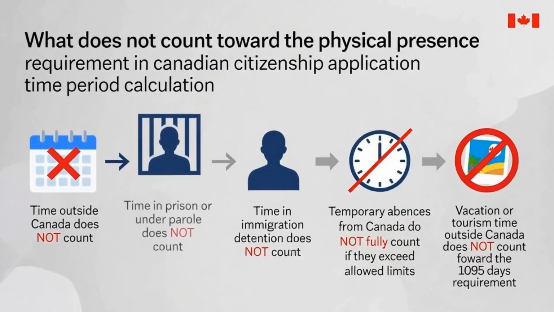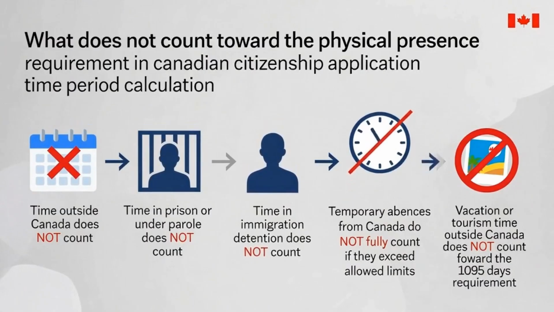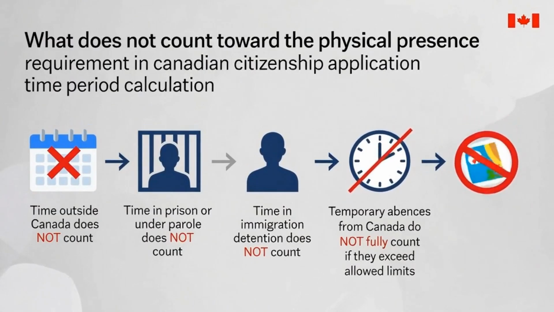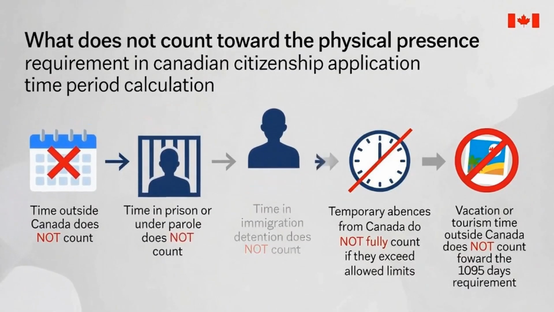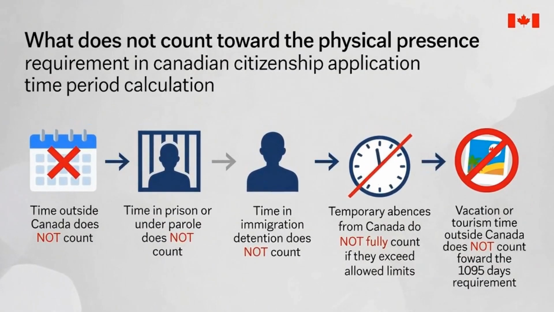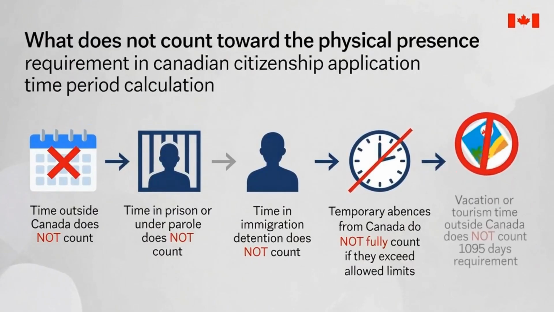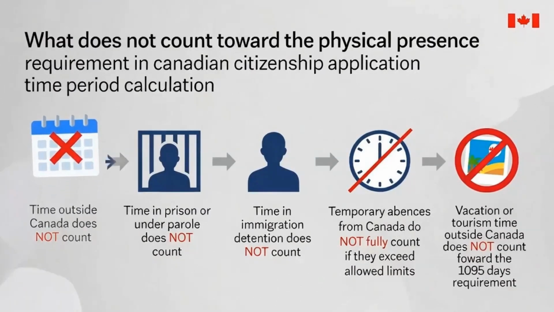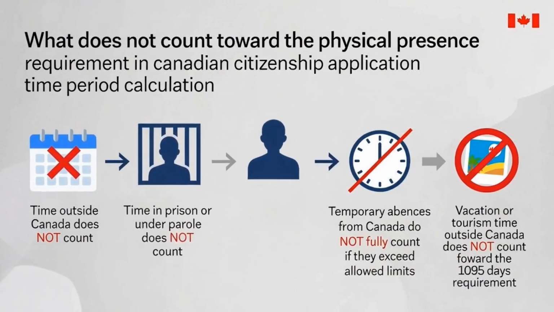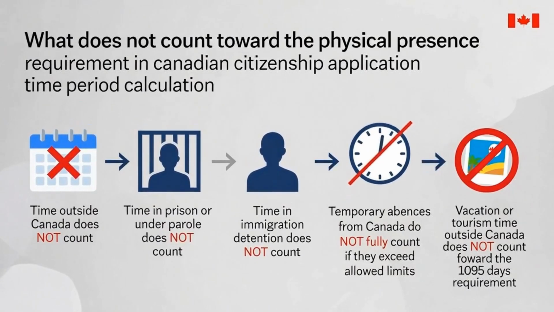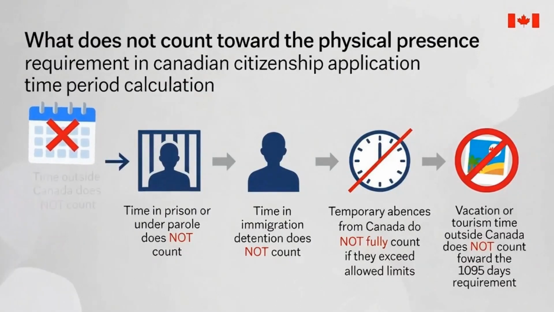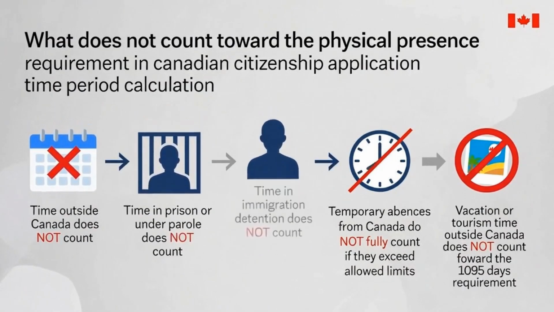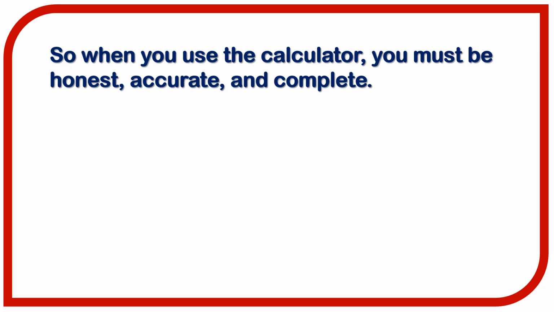Now, let's talk about time that may not count. IRCC states that the eligibility period does not include time in prison, on parole, or probation, or time spent waiting for a decision on a refugee claim. So, if any of these situations apply, they can affect the calculation and eligibility. For most viewers, this may not apply, but it is still important to know because the calculator is not just about counting trips, it is about correctly representing your legal and physical presence situation.